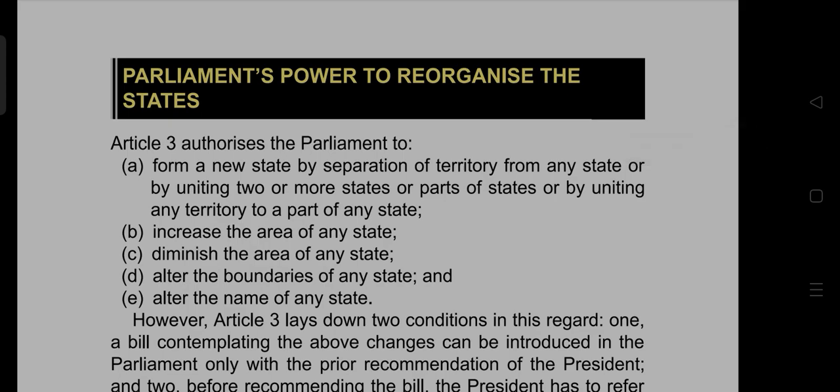Parliament's power to reorganize the states. Article 3 authorizes the Parliament to: A, form a new state by separation of territory from any state, or by uniting two or more states or parts of states, or by uniting any territory to a part of any state; B, increase the area of any state; C, diminish the area of any state; D, alter the boundaries of any state; and E, alter the name of any state.